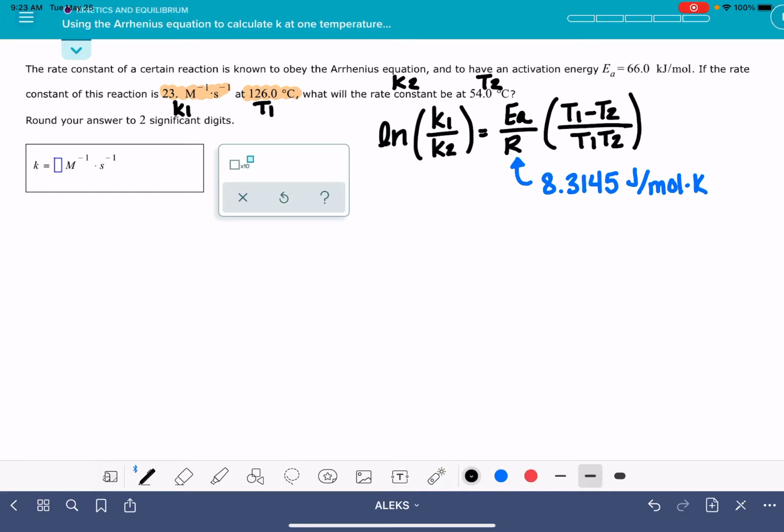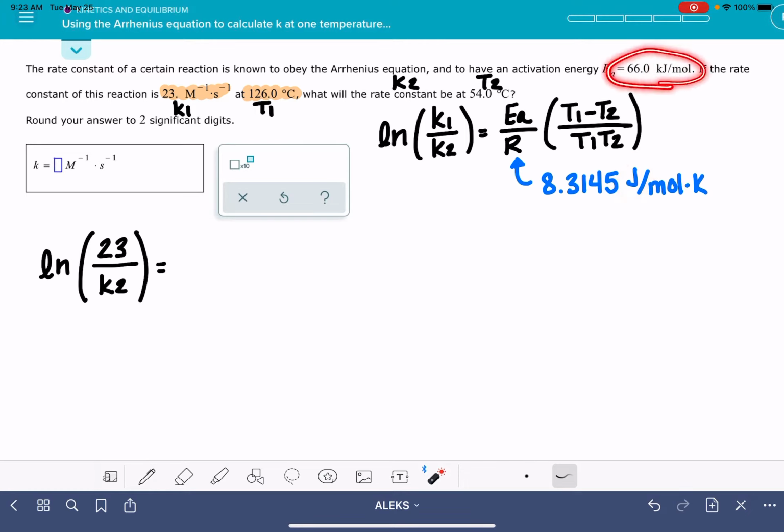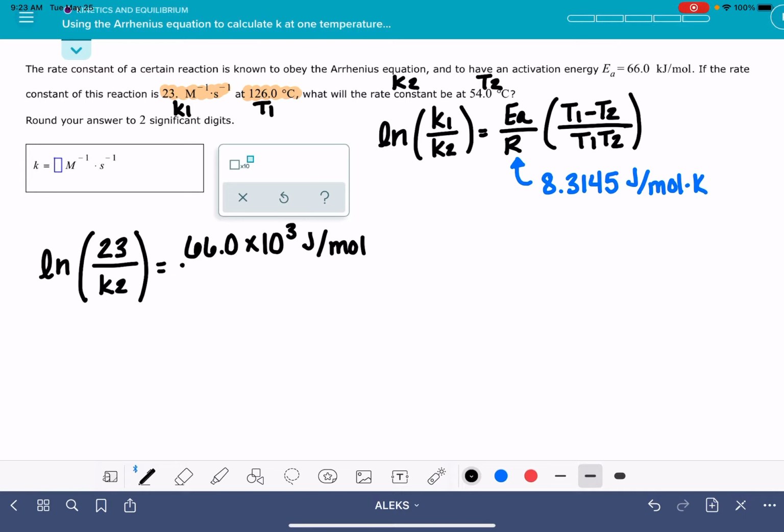So let's plug in what we have and do some unit conversions at the same time. Our rate constant K1 is 23. I'm going to leave the units off of it because they're just going to end up canceling out. That's going to be over K2, which we're trying to solve for. Our activation energy, 66 kilojoules per mole. Remember, we're going to have to do some sort of unit conversion here, and I find it easier to do that kilojoule to joule conversion instead of the other way around. So I'm going to go 66 times 10 to the third. That's going to get me converted into joules per mole over my rate constant, 8.3145 joules per mole Kelvin.